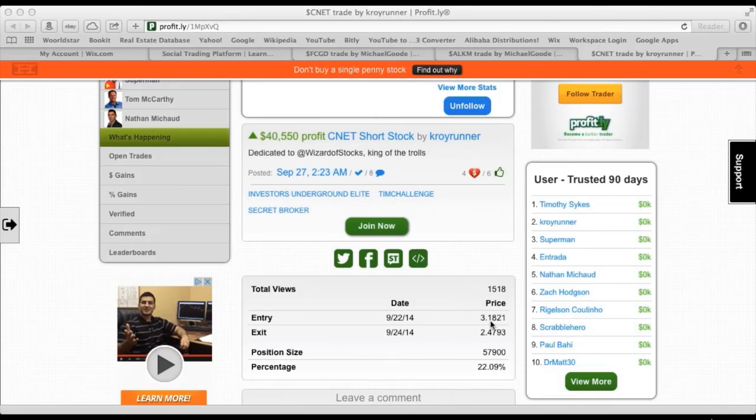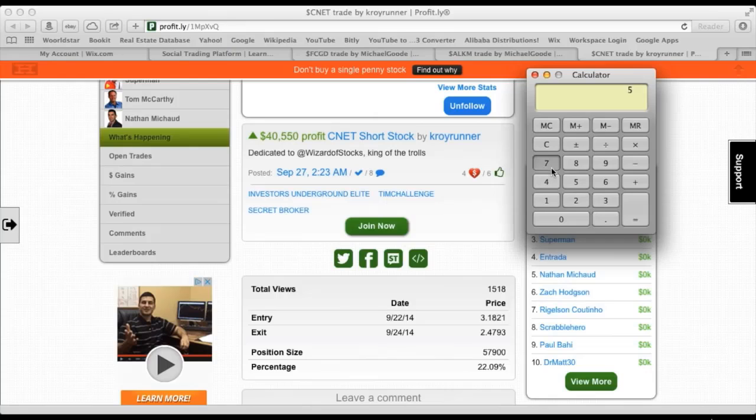So he got 57,900 shares. You can see right here, 57,900 shares. That's called your position size. How many shares you get is called your position. So he got these fronted from his broker at $3.18. So let's do the math on that. We take 57,900 shares or stocks, whatever you want to call them, times, we'll just round and say 318. So that's $184,122 that he got. As soon as he got those shares fronted to him, he got $184,122.